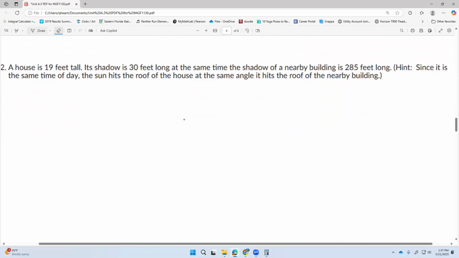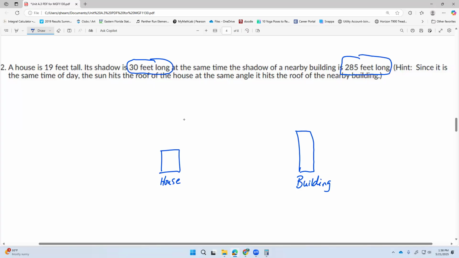Okay, so we're going to draw a house and I'm going to draw the building as being a little bigger. Can you guess why? Think about why did I decide that the house must be a little bit smaller than the nearby building in height? Well, it's because the shadow of the house is 30 feet long and the shadow of the building at the same time of day is 285 feet long. So it must be that the building's a little bit bigger. Again, you don't have to have it perfectly proportionate, but that's good to understand.